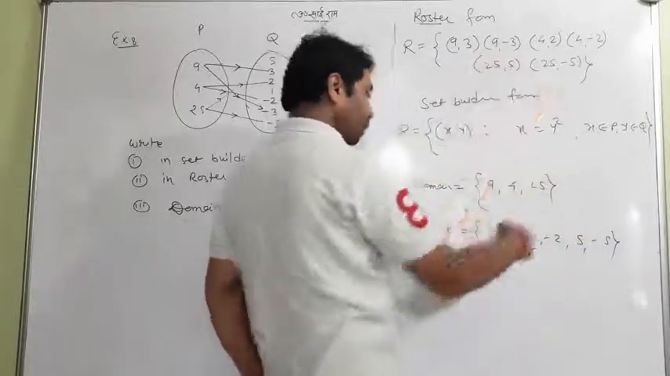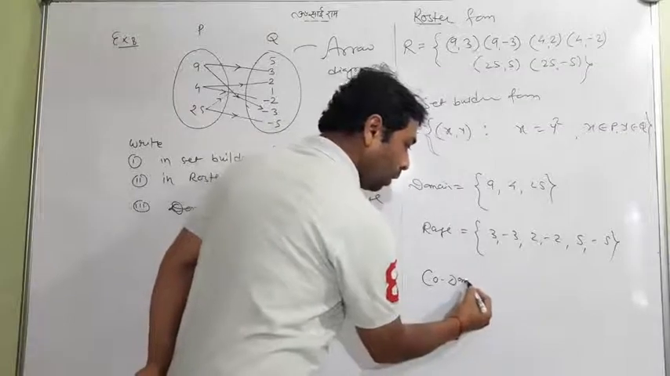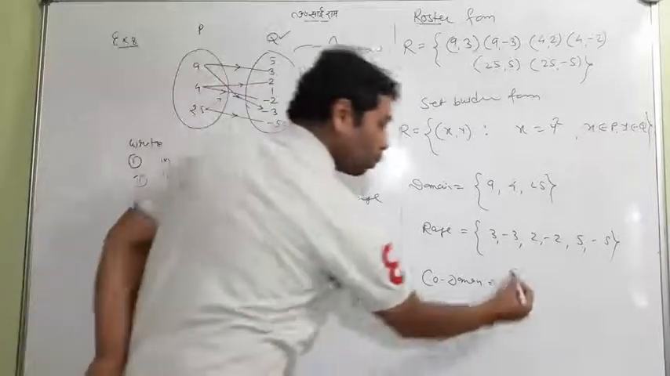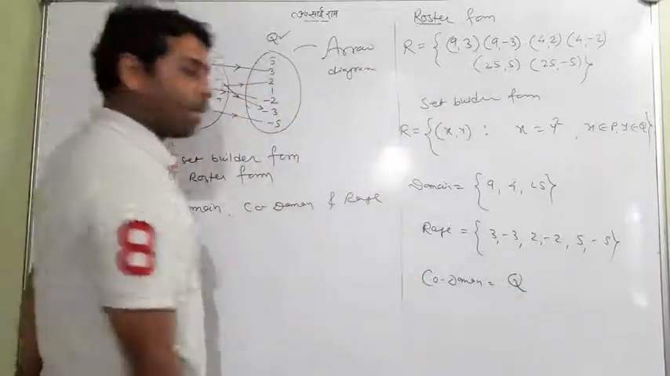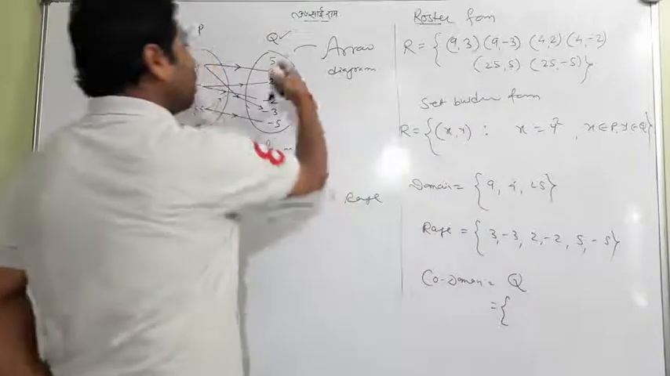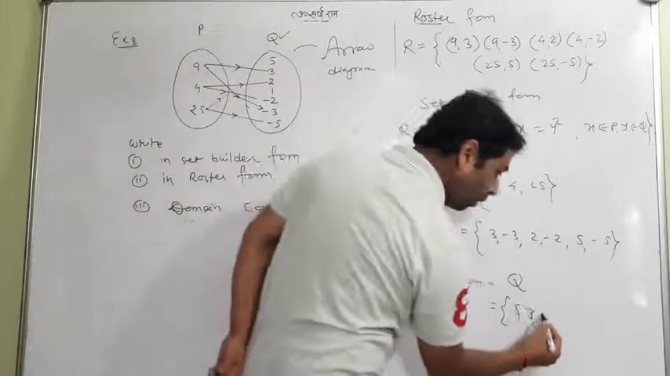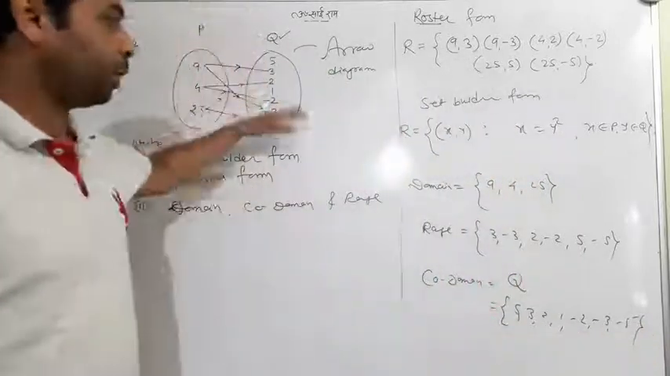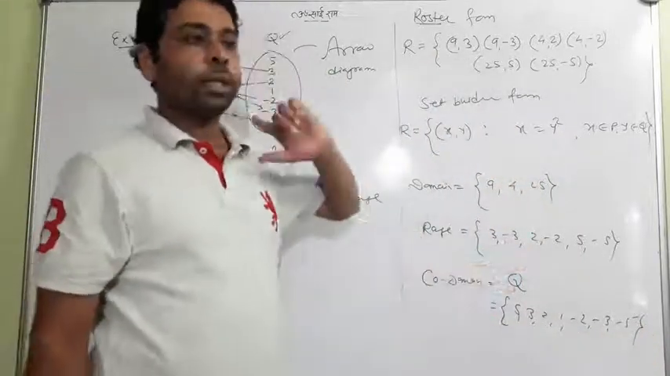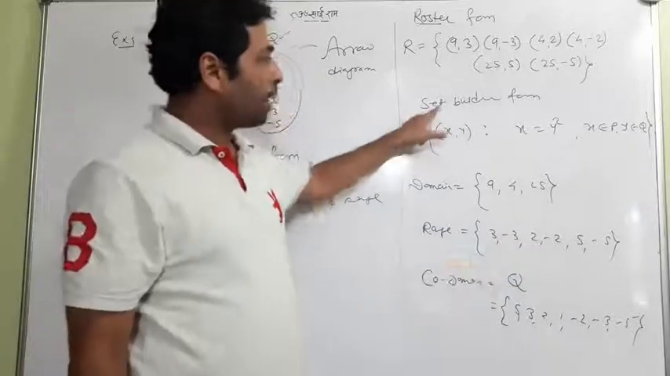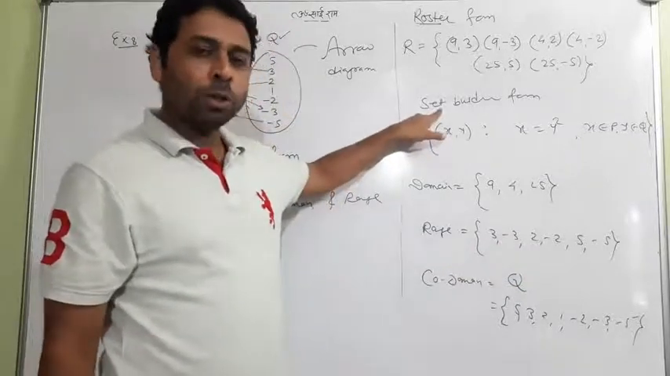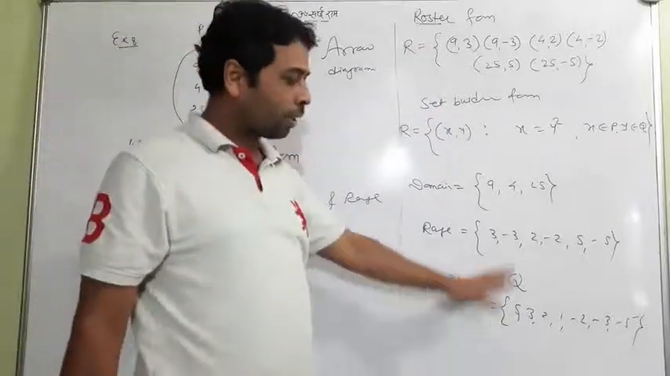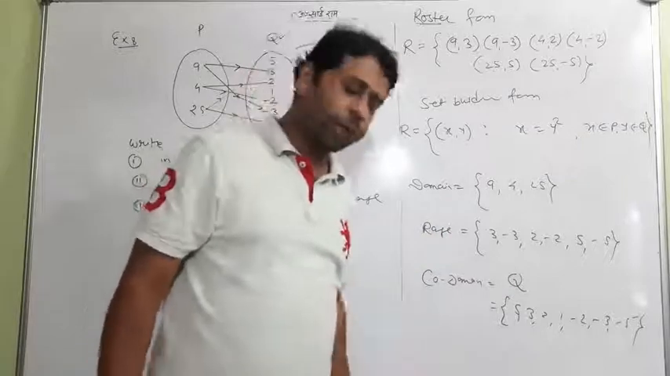All second elements will be the range, and one should not be afraid of the codomain. Codomain is the complete second set, which is Q. Or instead of Q you can write all the elements: 5, 3, 2, 1, minus 2, minus 3, minus 5. The only tough task is making the set builder form, but you have to make a habit of it. This is also easy. By looking at the arrow diagram you can predict this, and the rest, domain, range and codomain, are all very easy.